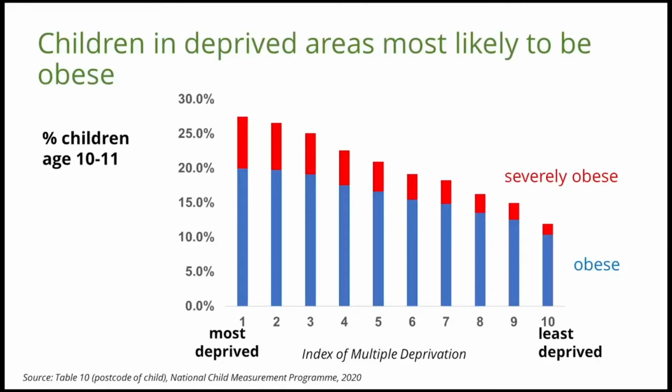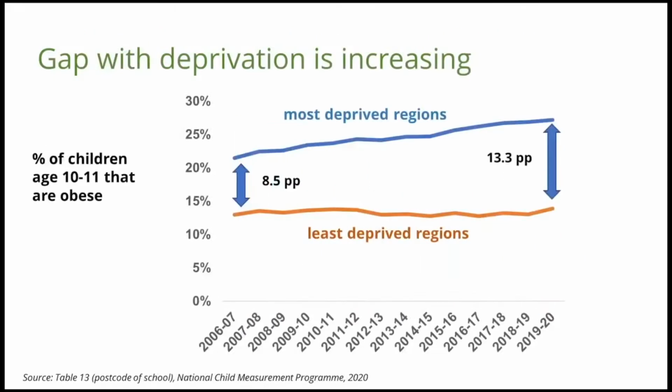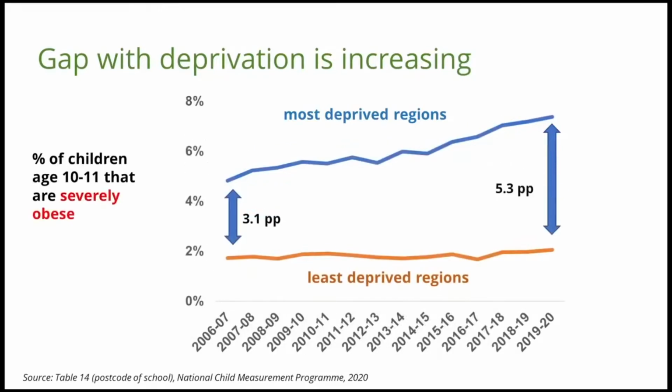And if we focus on those that are severely obese, in the most deprived regions, there are over 4 times as many severely obese children as in the least deprived regions. This gap in obesity between children growing up in the least and most deprived areas is widening. These statistics raise concern that obesity and associated malnutrition are potentially important drivers for long-term inequalities.